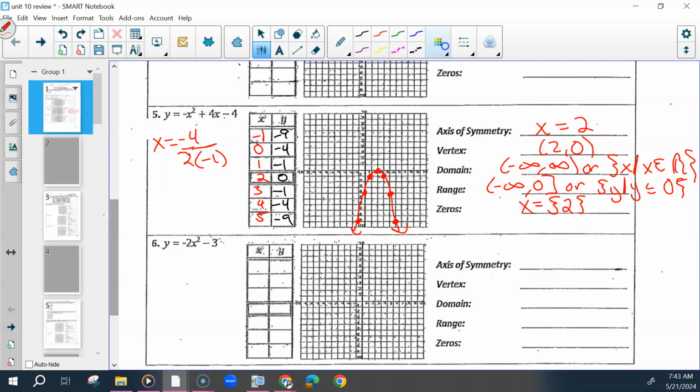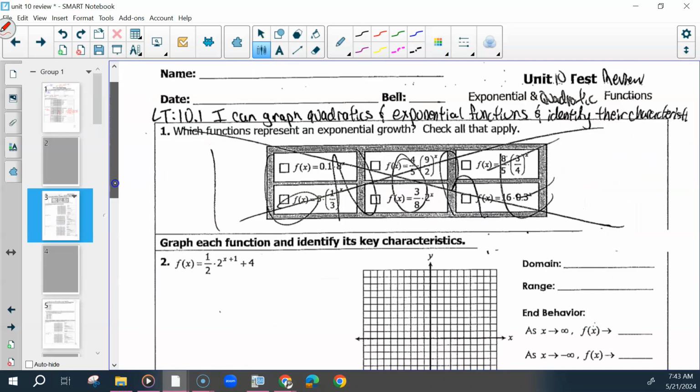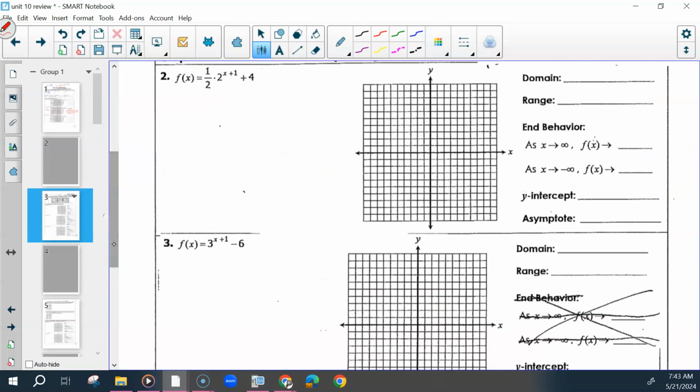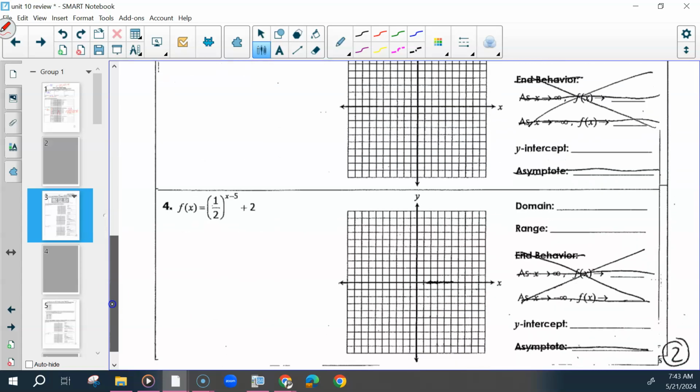Go to the next page. Or to the back of this, sorry. So this is still 10.1, graphing exponential functions. We'll do one of these for sake of time. Which would we like to see? Number 4, okay. In number 2, cross out the end behavior and asymptote, because I meant to do that, but didn't.